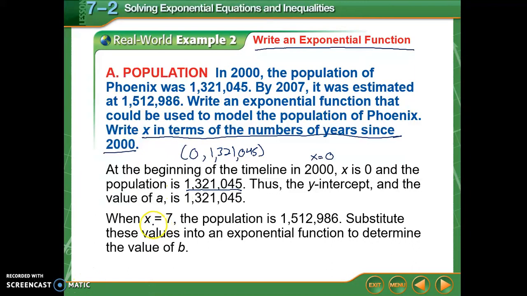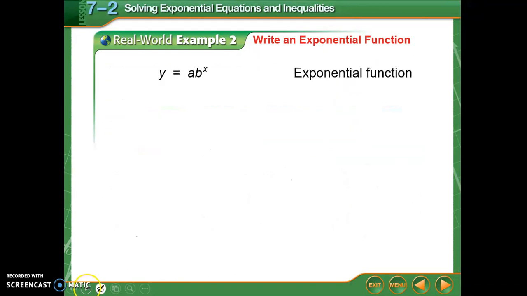Then I have another ordered pair here. When x is equal to 7, y is 7, because in the year 2007, 7 years have passed since the year 2000. And our population is 1,512,986. So we're going to substitute those into the general exponential function, and we have to solve for our base, because what we don't know is the value of b.